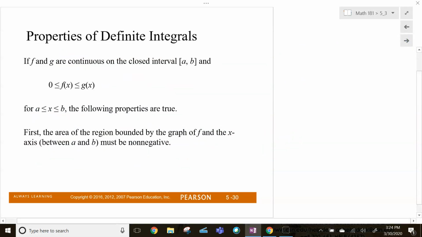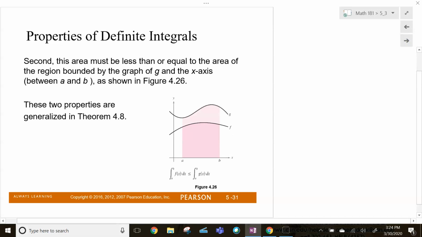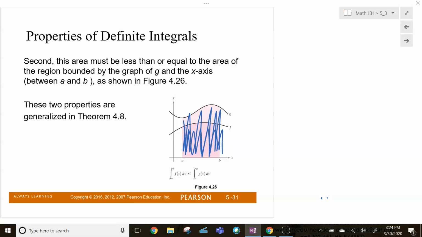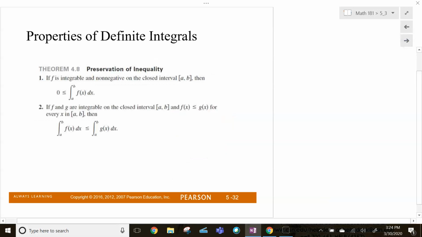Now, as long as f is less than g but greater than 0, in other words positive, then the area under the curve for f of x, this area value right here, will always be less than or equal to the area for g. Again, that's as long as g is above f, which is above y equals 0. And that's all this is saying, preservation of inequality on that one.